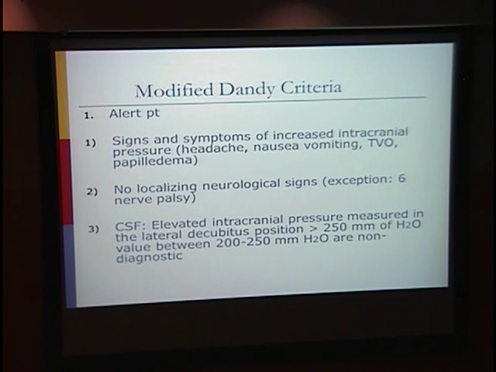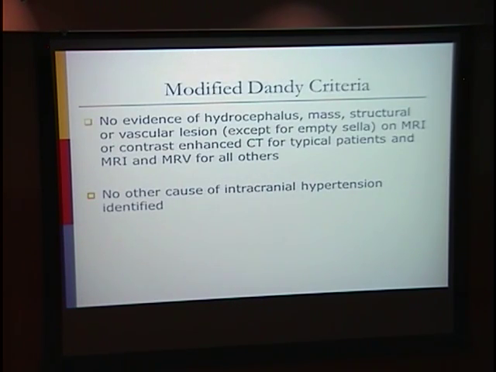So to diagnose pseudotumor, first of all, the patient needs to be awake. There need to be signs or symptoms of increased intracranial pressure, with no localizing sign except a sixth nerve palsy. Very rarely in kids, you can also see third nerve palsy. CSF shows elevated pressure, but no cells, normal glucose, normal protein. There is no evidence in neuroimaging of tumor, mass lesion, or hydrocephalus, except, and I will speak later about this, very small signs of increased intracranial pressure. And of course, no other cause of intracranial hypertension identified.